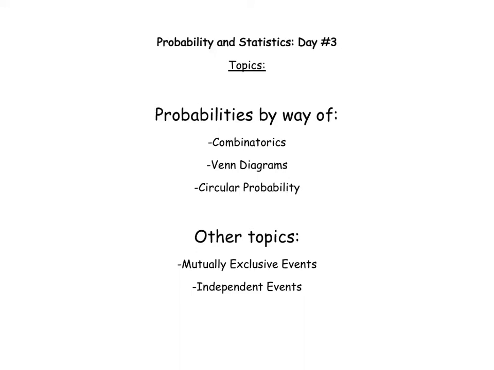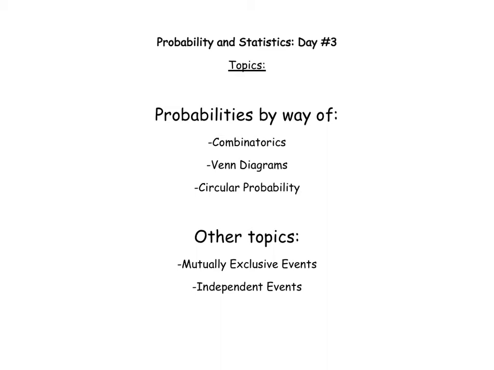HLAA, Probability and Statistics, day number 3. Topics for today are probabilities by way of combinatorics, Venn diagrams, some circular probability, as well as the idea of mutually exclusive and independent events.